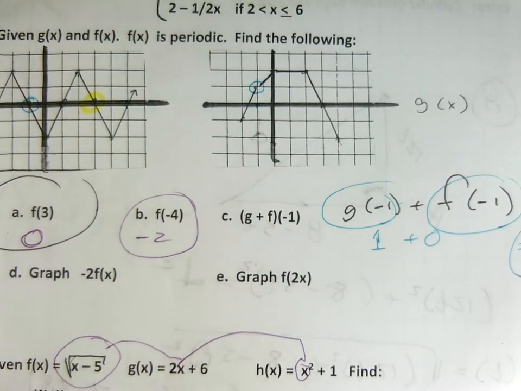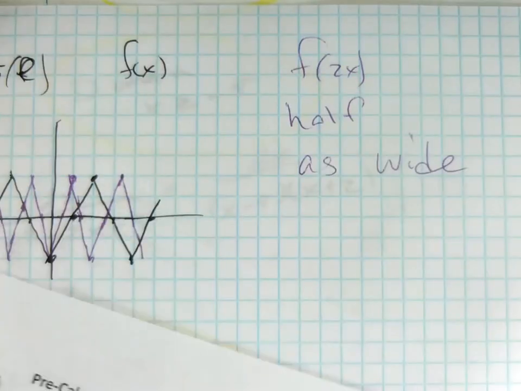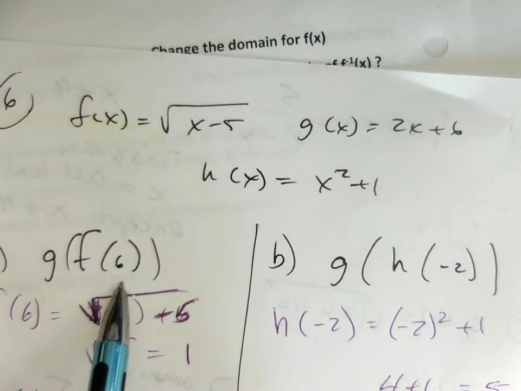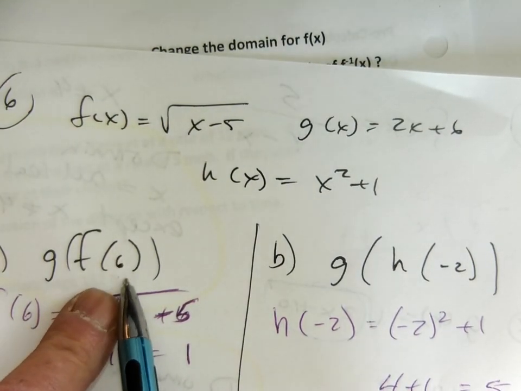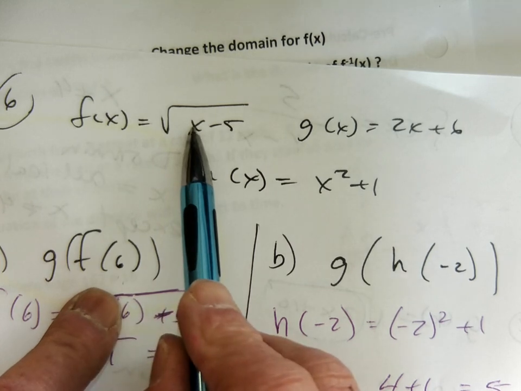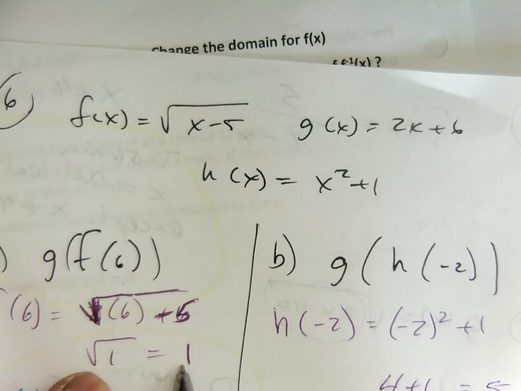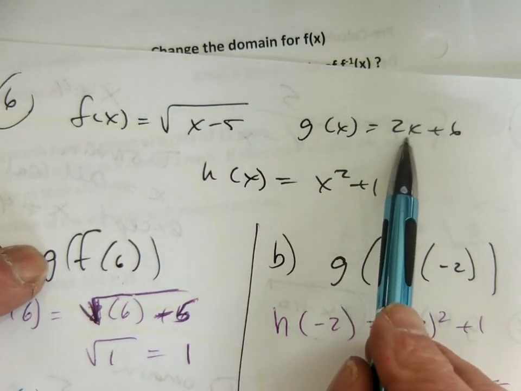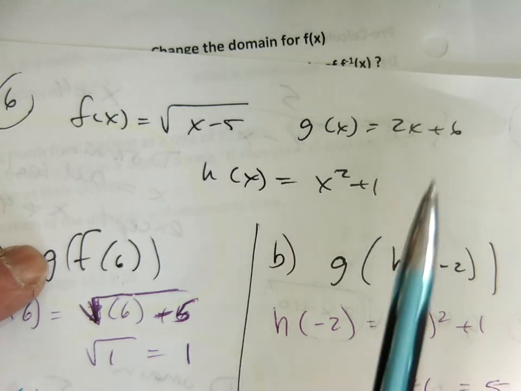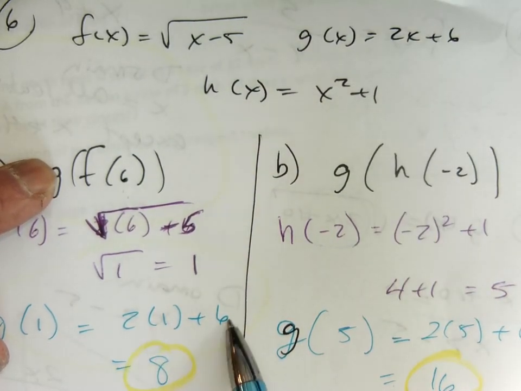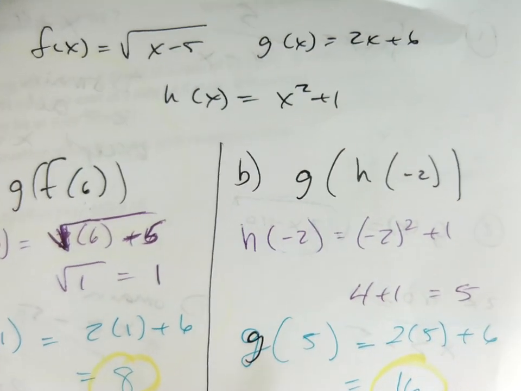6, we're going to put one function inside the other, so I did 6 on a separate sheet of paper. Oh, here's 6, okay? So G of F of 6, so 6 goes into F. 6 minus 5 is 1. Square root of 1 is 1. Then take that answer and put it into G. So I put 1 into G. So I put 2 times 1. 2 times 1 is 2 plus 6 is 8, okay?